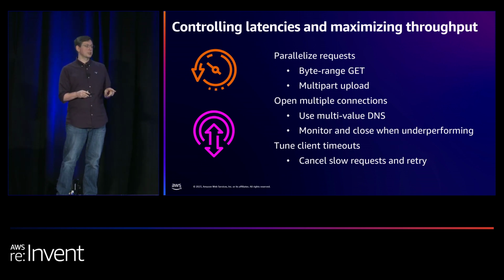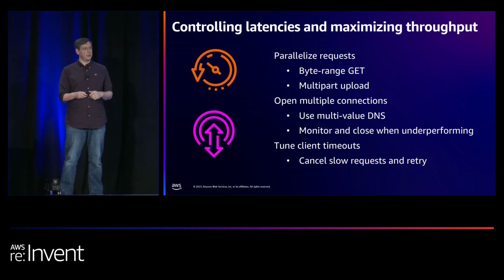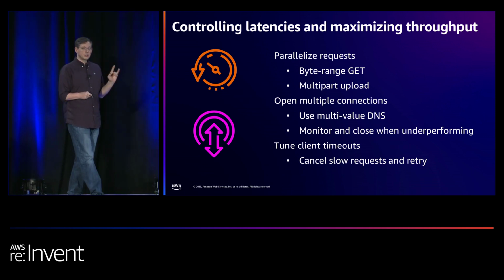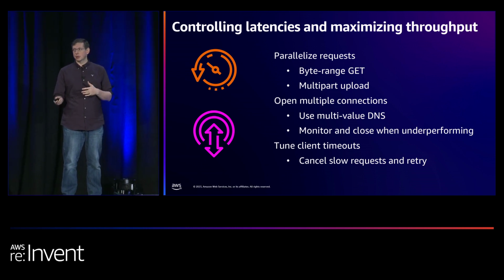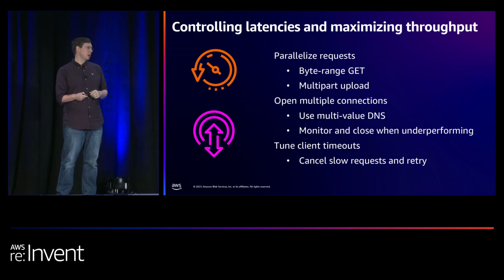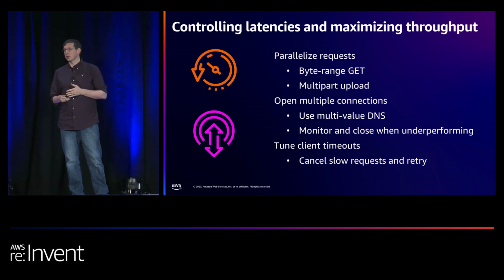Now, once you've established those connections, you'll want to monitor the performance in terms of latency and throughput that you're seeing on them and tear them down if they're not performing well. Then, tune your client timeouts to fit your application's network environments, canceling those requests that are falling in your 90th or 95th percentile and retrying them. And of course, when retrying, ensure that you're using exponential backoff and introducing jitter to ensure the likelihood of their success.